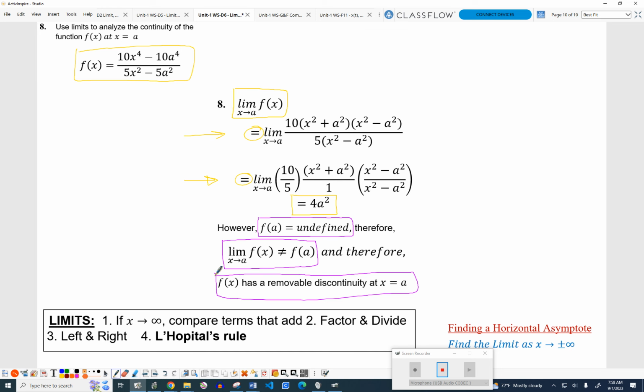Okay. Did you say f of a equals undefined, and then after say since this does not equal this, therefore it has a removable discontinuity, or should you have to say however? You don't have to say however. Leave that out completely.